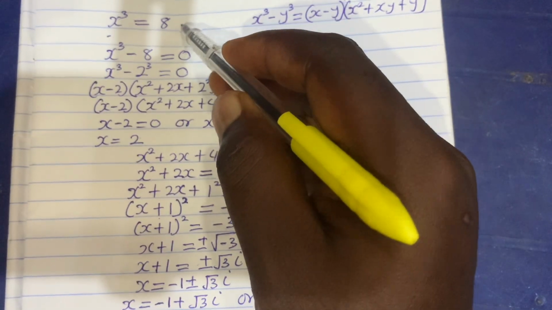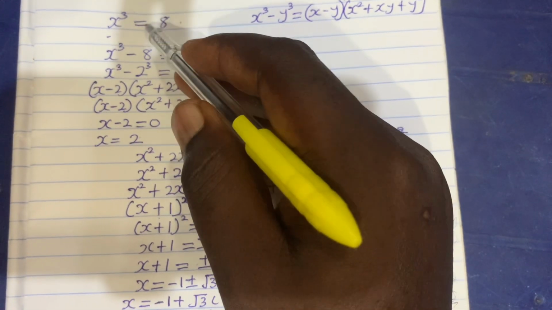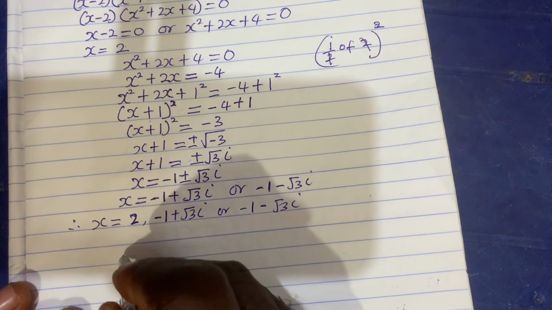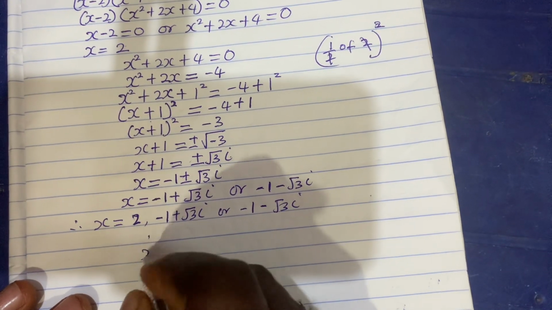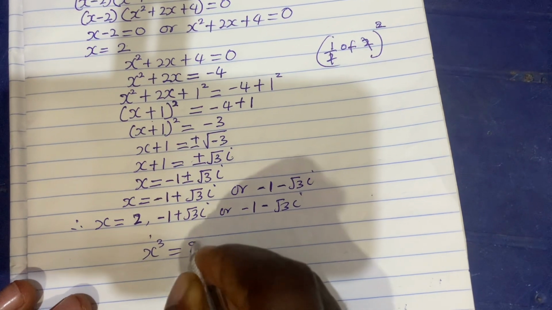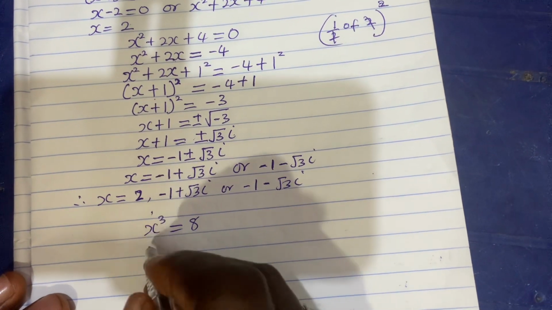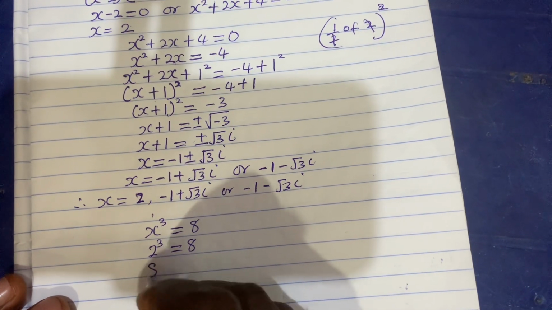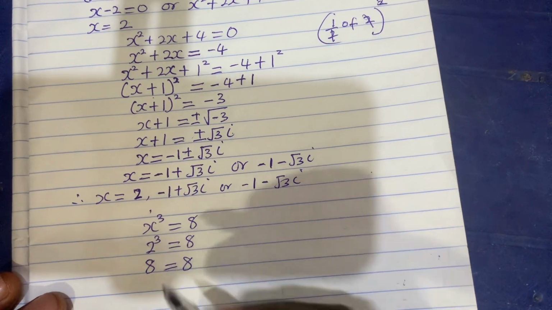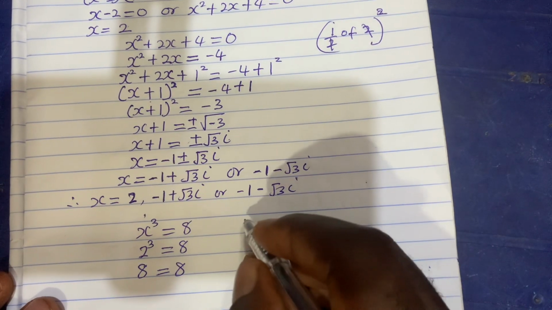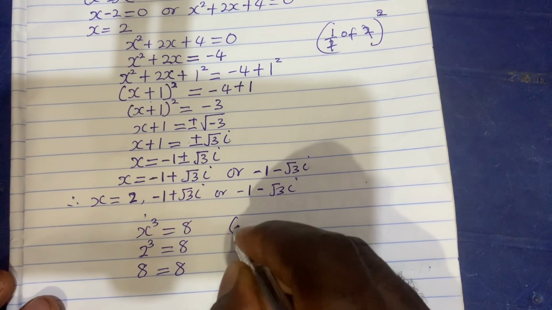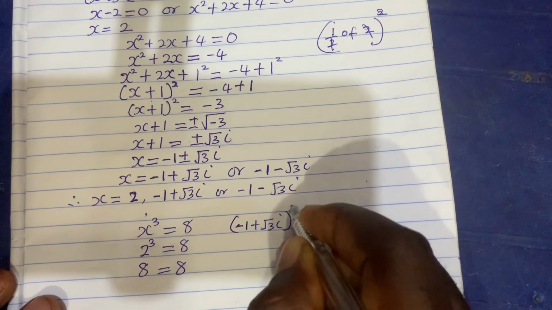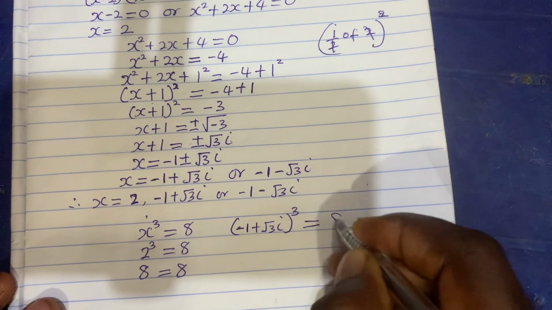From this junction, we got that x raised power 3 is equal to 8. So let us check. So first of all, we got that x raised power 3 is equal to 8. To check for the first one, when x is 2, 2 raised power 3 is equal to 8. Yes, because 2 raised power 3 is 8 and 8 is equal to 8. Correct. Now let's check for this one. So we have minus 1 plus root 3i all raised power 3. Let's see if this will give us 8.